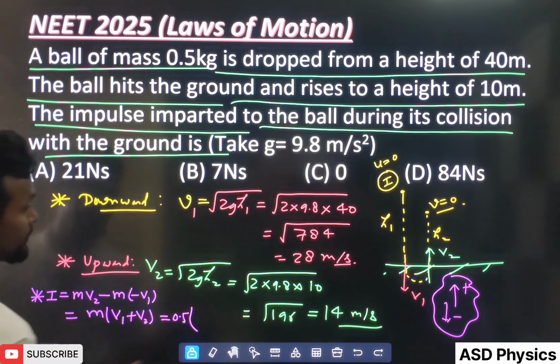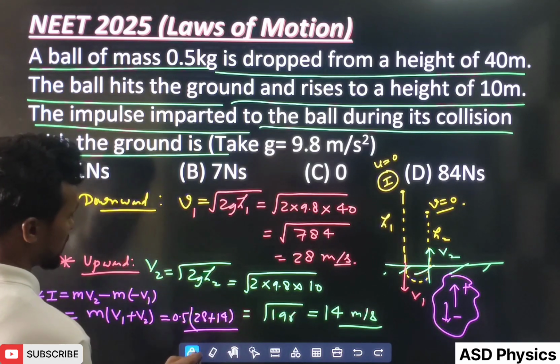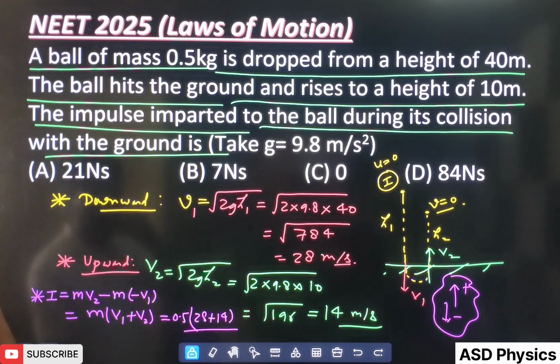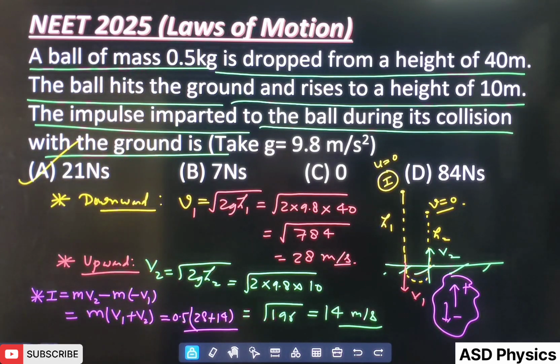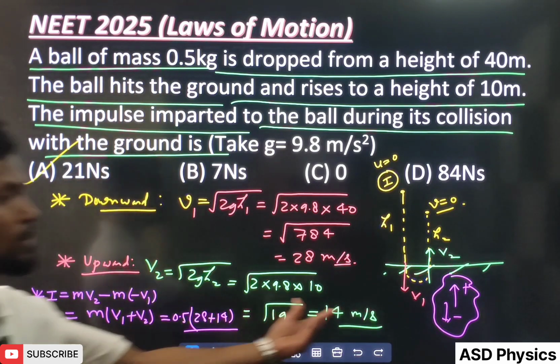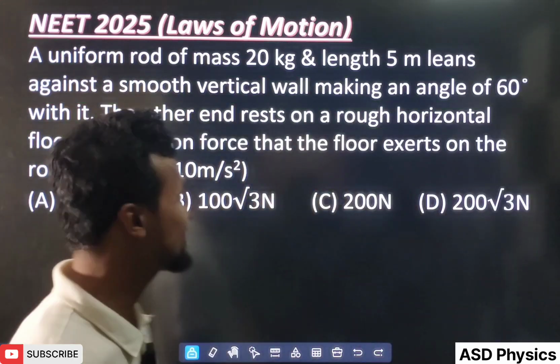So m is 0.5 and you can write 28 plus 14, is it? So 28 plus 14, how much? 42. 42 into 0.5, how much is coming here? 21 Newton second. Direction is very, very important now, because impulse or momentum is which quantity? Vector quantity, is it? Great.